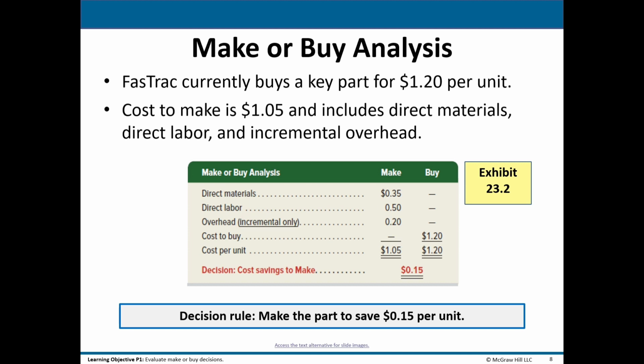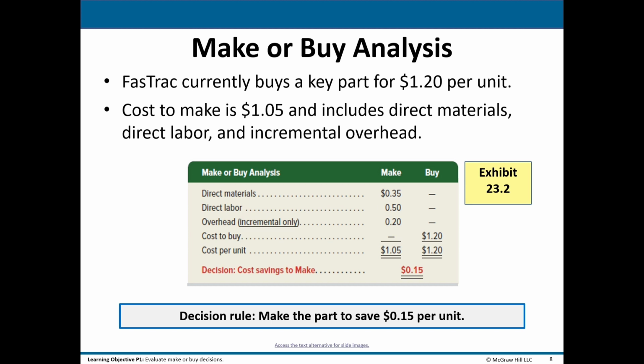So, a lot of times the fixed costs or the fixed overhead might be the same, or you might have the same types of costs, right? Whether you make something or buy something. This overhead represents the additional 20 cents that it would be to make the product.